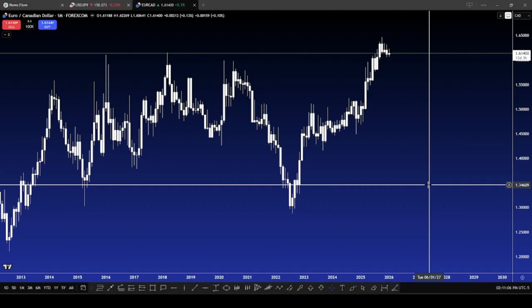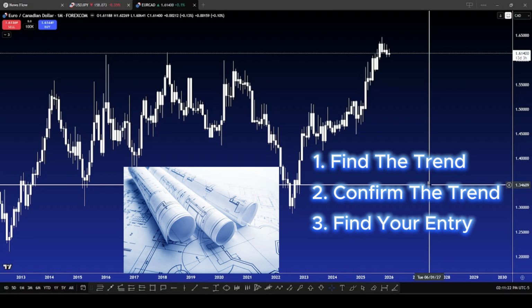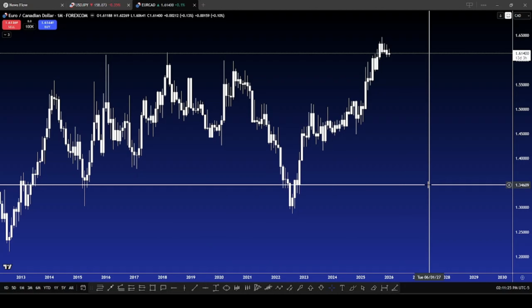Obviously, the first one being the trend. If you can find the trend, you're damn near halfway with the strategy. From there, you're looking to confirm the trend, and from there, you're looking for an entry point. That's the framework for any trader, no matter what asset or pair they're trading. It doesn't matter. That's what we're all looking for. If you can understand that, then everything else that you learn will start to piece together with those steps.